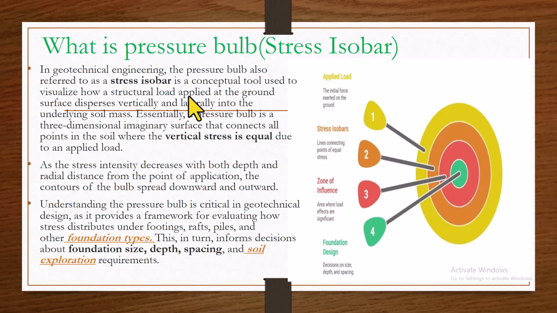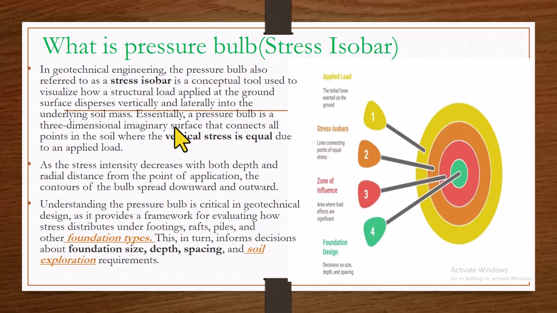That is a vertical movement, and also in the horizontal or lateral movement. The surrounding soils as well, we have an effect. So the pressure bulb will now tell us at what depth the soil will experience that force or that load. And when you draw this isobar, you can have a picture. Okay, so that is the stress isobar or the pressure bulb.